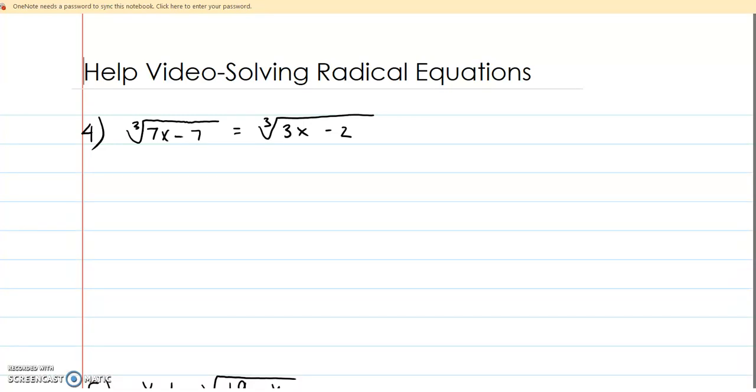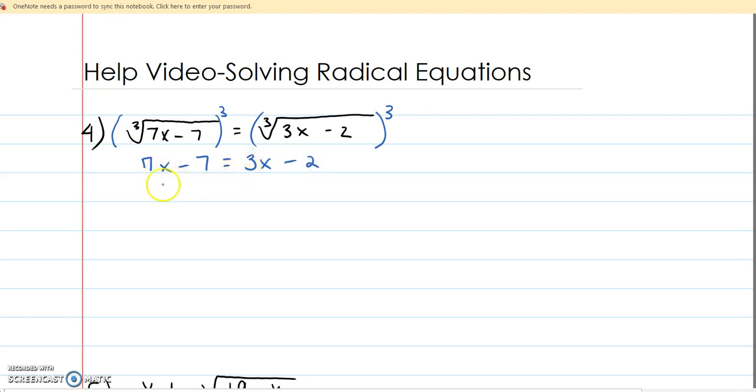All right, I'm back continuing to solve these radical equations. This next one, we have two radicals and they're set equal to one another. I'm noticing that they both have an index of 3. So in that case, I'm able to raise each of the sides to the power of 3. The power of 3 and the root of 3 are going to cancel, and I'll be left with 7x minus 7 equals 3x minus 2.